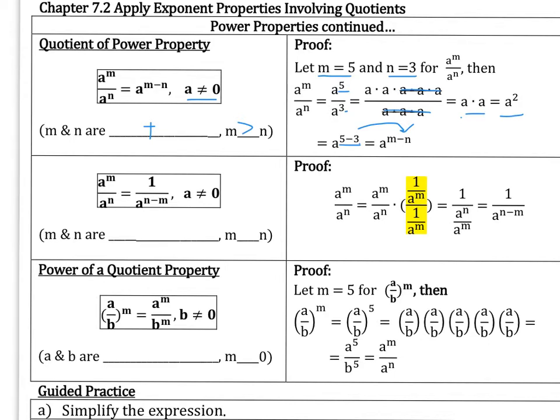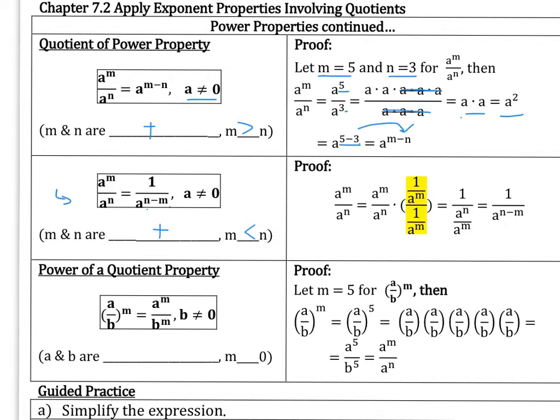And for the second case here, a to the m over a to the n equals 1 over a to the n minus m, where a does not equal 0, then m and n are also positive, where m is less than n, meaning n will be bigger than m.